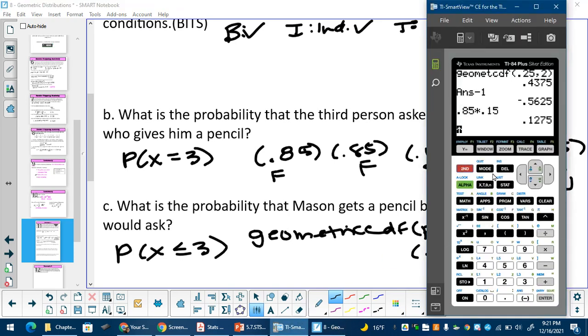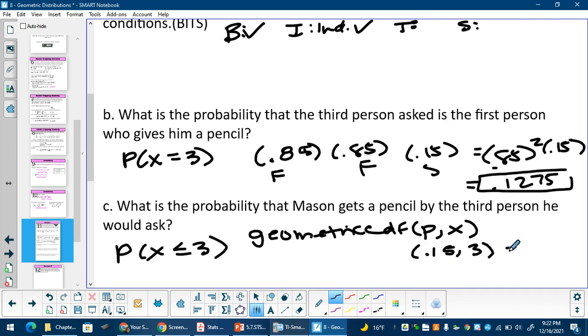It's found in the same spot, 2nd VARS. It's the very last one. I don't want to go past it. Oh, I just went past it. Thank you. Clear. All right, geometric CDF, and we have a probability of 0.15, and we want to know by the time he gets to 3 people. That probability is 0.386, we'll say.